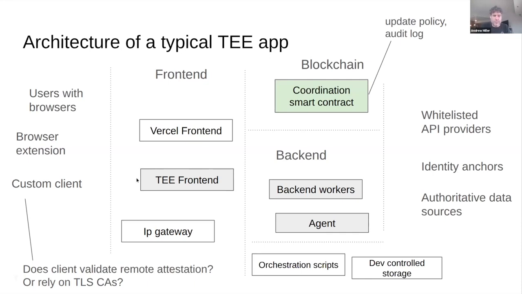Maybe the only important thing on the left side is that there's two main kinds of clients that you typically have in TE applications. Ones that are proactively verifying. So if you make an API server and you provide a custom remote attestation aware client, that gives you the best security, because then the client is actually checking remote attestations before doing any interaction with it.